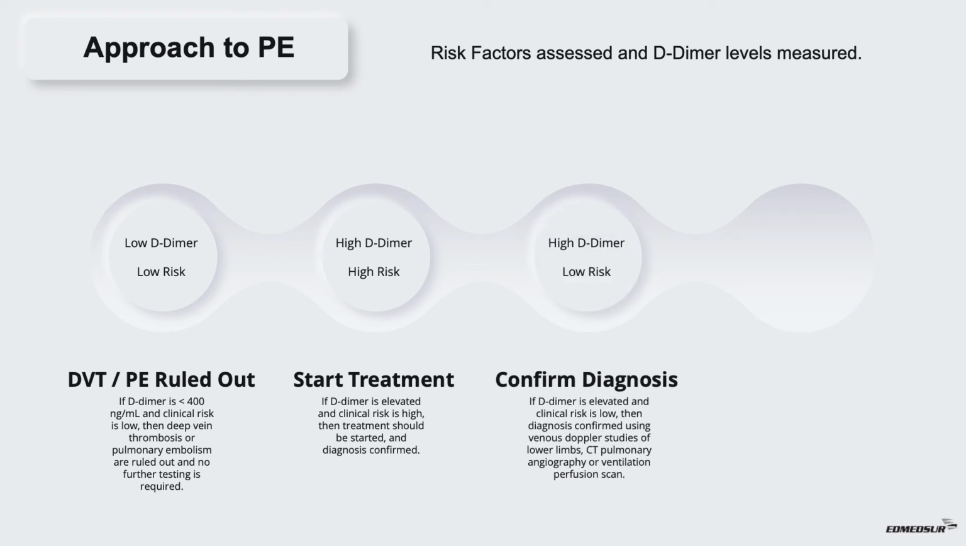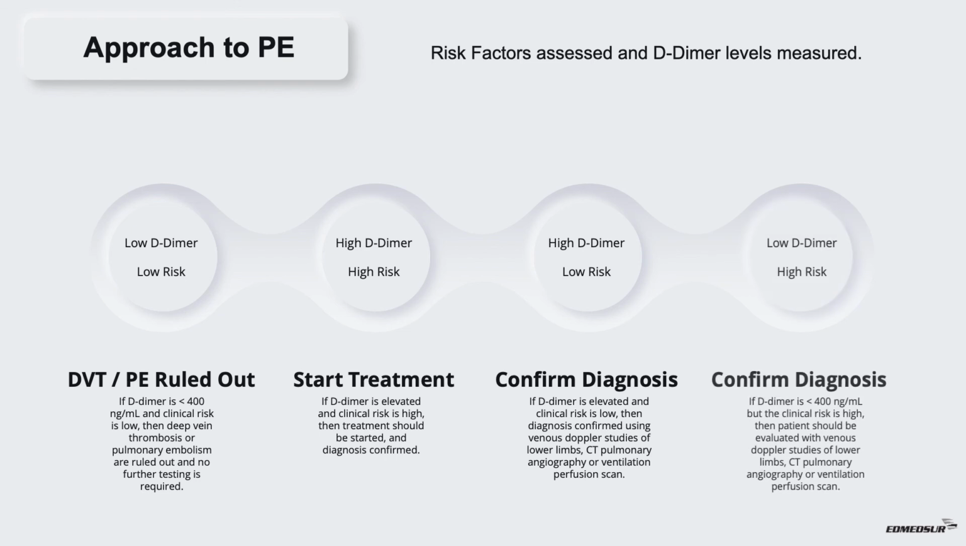If D-dimer is elevated and clinical risk is low, then diagnosis is confirmed using venous Doppler studies of lower limbs, CT pulmonary angiography, or ventilation perfusion scan. If D-dimer is less than 400 nanogram per ml but the clinical risk is high, then the patient should be evaluated with venous Doppler studies of lower limbs, CT pulmonary angiography, or ventilation perfusion scan. Therefore, D-dimer testing has high negative predictive value in excluding the presence of deep vein thrombosis and pulmonary embolism.